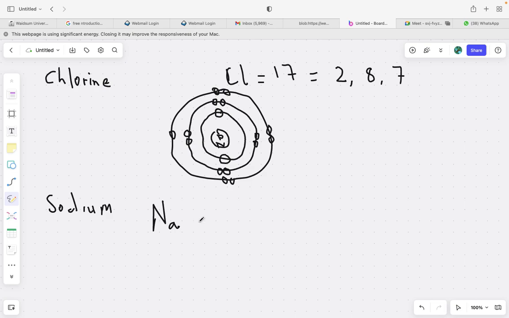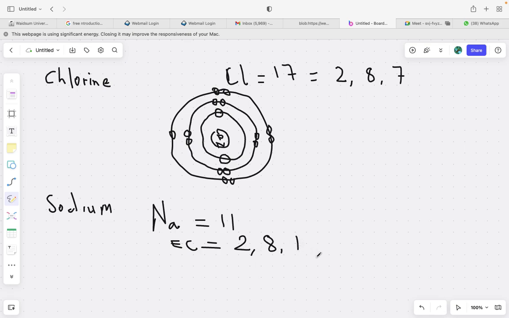So what is the atomic number of sodium, or the number of protons? It's 11. So what will the electronic configuration, the arrangement of electrons in the orbit, be? The first shell will always be a maximum of 2. The second will be 8 if the electrons are up to 8. And then the third one will be only 1, because 2 plus 8 is 10, then plus 1 is 11.